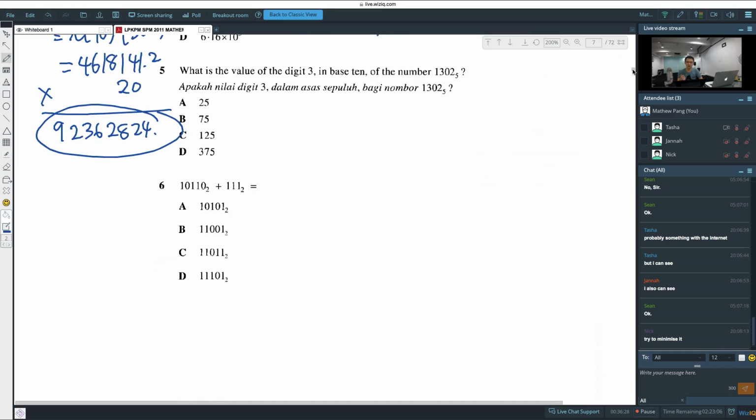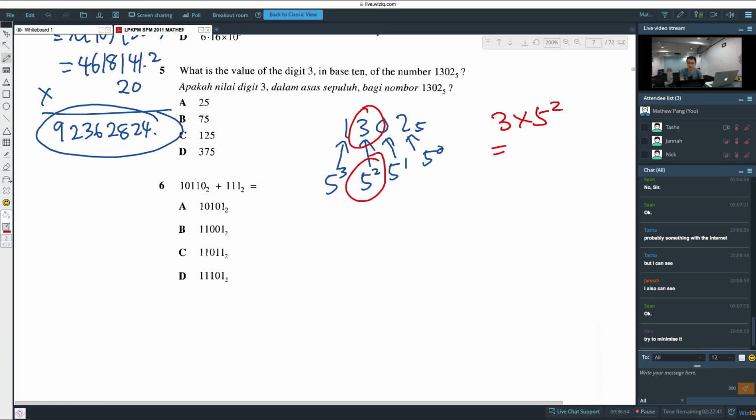Okay, so they want to know the value of the digit 3 here. So this is base 5, this is 5 power of 0. The second will be 5 power of 1. The third one will be 5 power of 2. The fourth one will be 5 power of 3. When this is base 5, these are all the values it has. Now the question asks about the 3 here. So the 3 here basically is 3 multiply 5 power of 2, because this is 5 power of 2. So you will get 75. So the answer will be B. Okay, it's very simple. If you couldn't understand, please let me know.